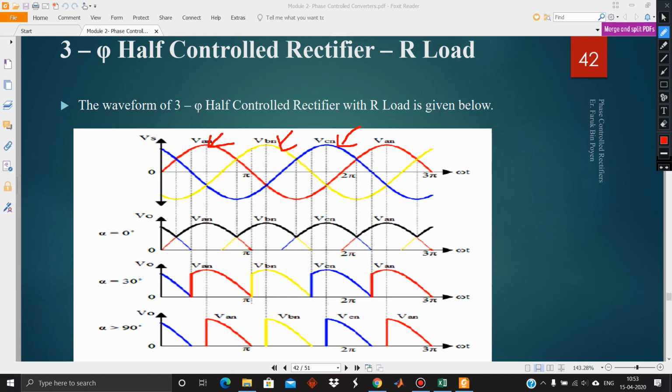And you see that when the firing angle is increased, that means alpha equal to 0, alpha equal to 30 degree and alpha greater than 90 degree, you can see that the waveform is gradually shifting downwards, and the gap between the waveforms is increased. So if you observe one complete cycle, let us say from here to here, let us draw a dotted line.